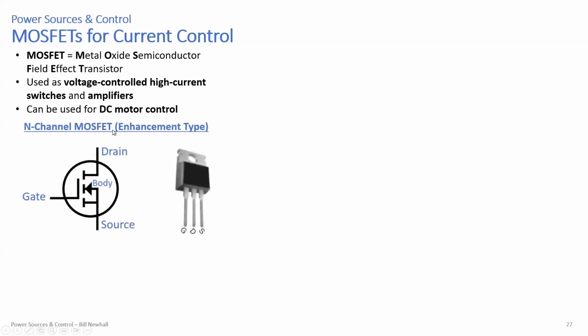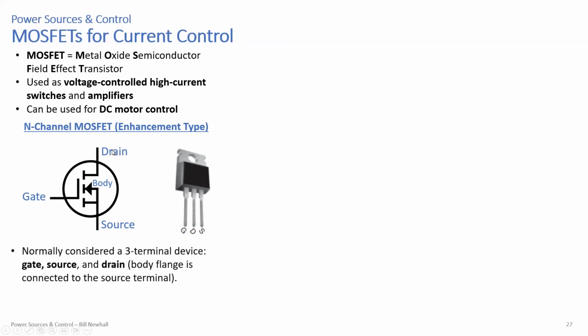This is an N-channel MOSFET, an enhancement type, and we'll talk about these types. There are various types; this is the kind you have in lab. Here is the schematic symbol, and you have to identify the terminals of this device. Normally a MOSFET is considered a three-terminal device with gate, drain, and source. Some special MOSFETs have a body terminal exposed, which is what this body terminal designator is here, but oftentimes that's connected to another terminal.